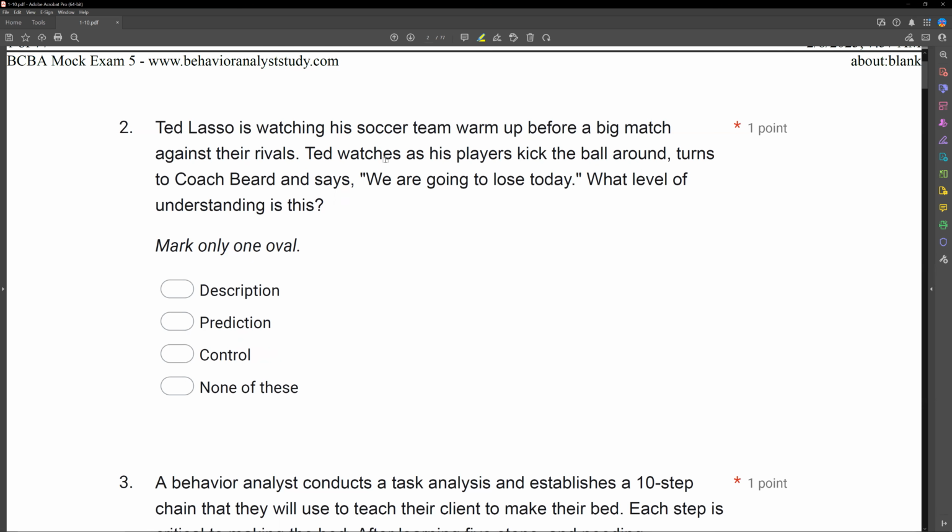Well, Ted Lasso, he watches his players kick the ball, okay, which is, let's say, variable one. And then he says, well, we're going to lose today. So Ted is saying there's a correlation between how his players are kicking the ball around and losing. He's not describing how they're kicking the ball around. He's saying there's a chance that the way his players are kicking the ball is correlated with losing. So he's predicting they're going to lose based on watching his players kick the ball around. Now, he's not manipulating anything. He's not establishing a functional relationship. So it is not control.